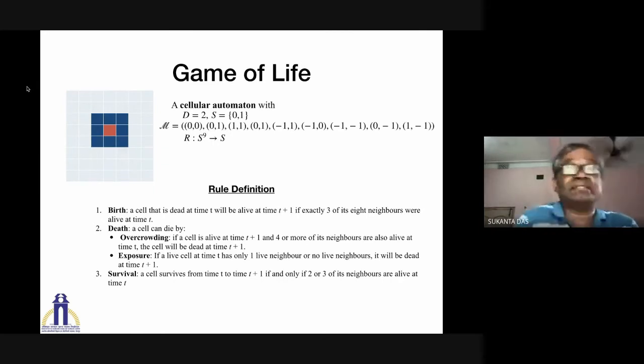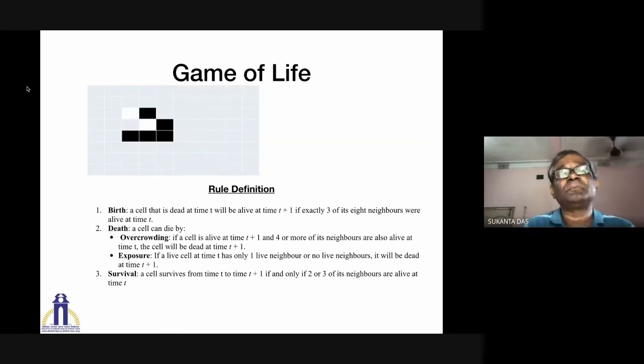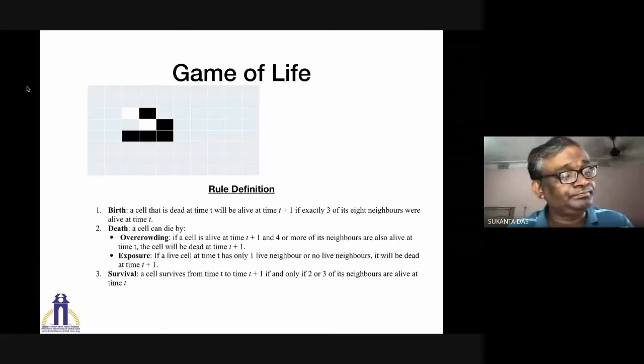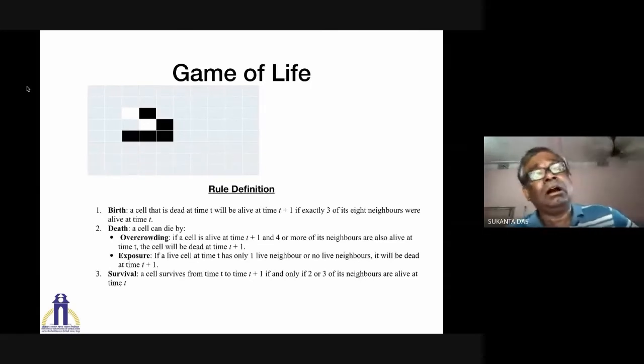Now see what happens if this simple rule is applied in parallel to all the cells. Take an example. Here I have used two colors, white and gray. Gray is 0, I mean a dead cell. Black is a live cell. Initially I have given this pattern as input: 1, 2, 3, 4, so 5 cells are initially live.